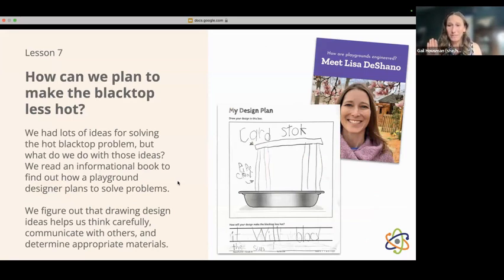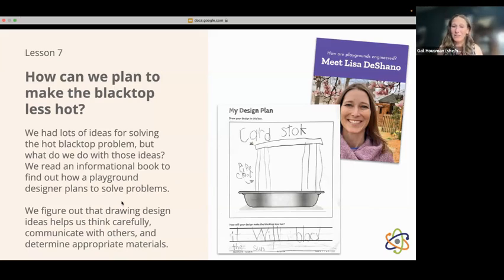So we read a book. This is a really fun book. It is not really a biography, but a story of an actual person who designs playgrounds. And we kind of follow her through the process that she uses to interview community members and hear what the problems are that they're trying to solve with a new playground. And it shows the plans that she makes, how she actually designs the plans for a new playground. And so we're like, great, we can also use drawings to really help us think carefully about what we want to do to solve our problem of the hot blacktop.